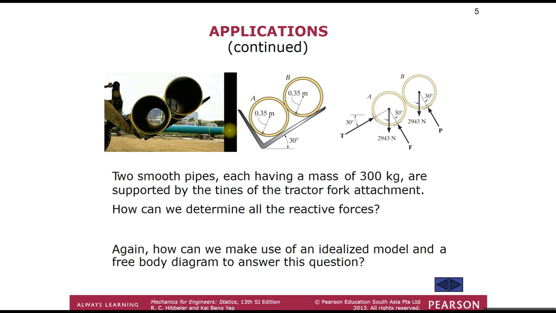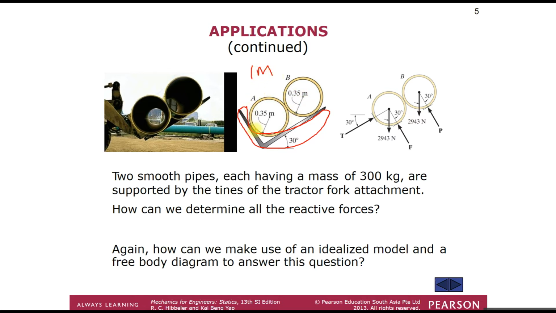Another example is these two smooth pipes having a mass of 300 kilogram, supported by the tines of the tractor fork attachment, which we call the tine. How can we determine all the reaction forces? Again, we can use an idealized model and a free body diagram. So this we call the idealized model, IM.